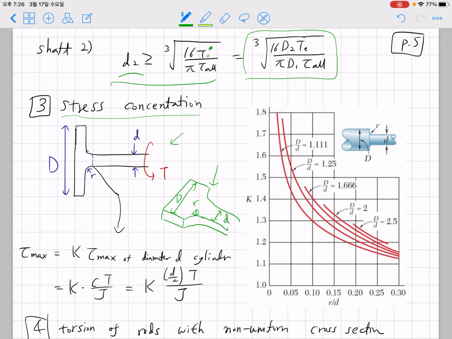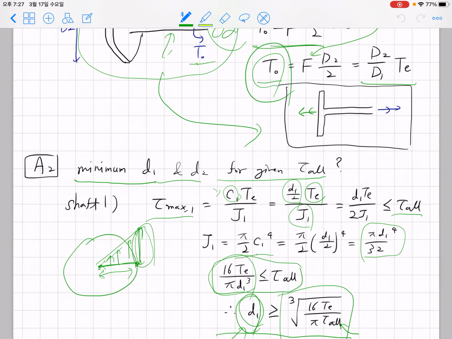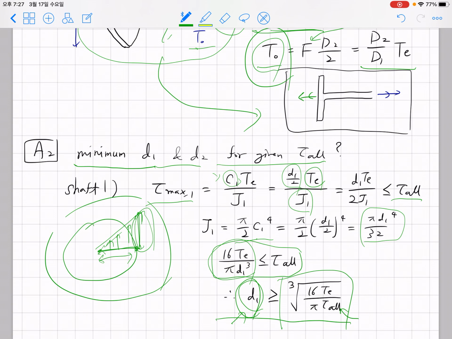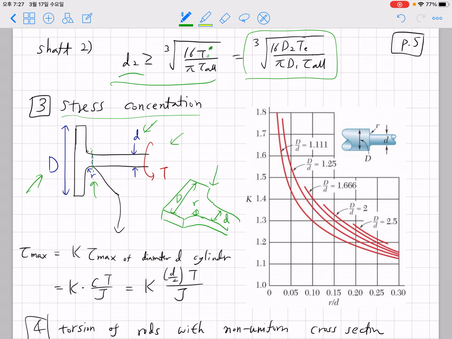So we have three dimensional parameters: large D, the size of the gear, and small d, the diameter of the shaft, and r is the radius of the curvature at the joint. Okay, and we are considering the stress distribution here. If we don't have this kind of undulation of the diameter, we're gonna have the distribution we obtained in the previous section for a uniform shaft. However, due to this undulation, we're gonna have higher stress at this point.